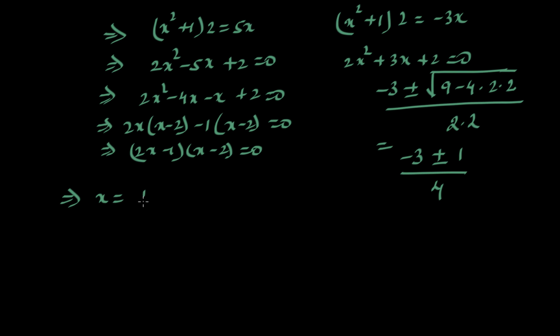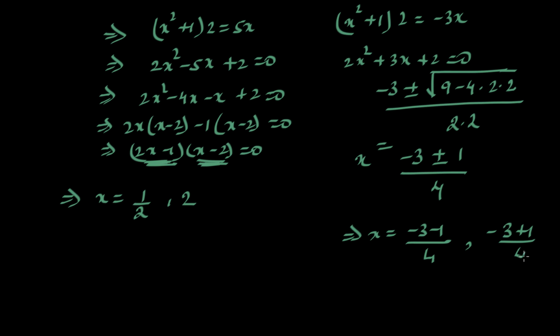So what values of x do we have here? From here, x is equal to 1 by 2 or 2, right? Either this will be equal to 0 or this will be equal to 0. So if this is equal to 0, x is equal to half. If this is equal to 0, x is equal to 2. Similarly, x is either equal to minus 3 plus 1 by 4 or minus 3 minus 1 by 4. So x is equal to minus 4 by 4, that is minus 1, and minus 3 plus 1, minus 2 by 4, that is minus half.